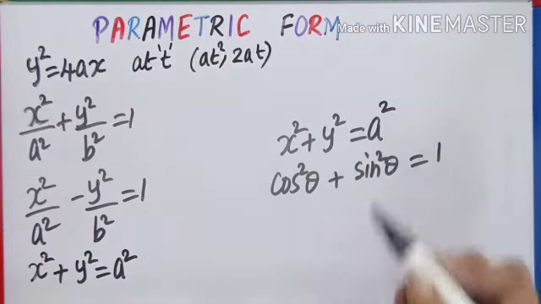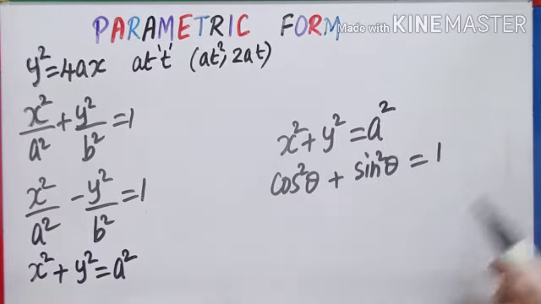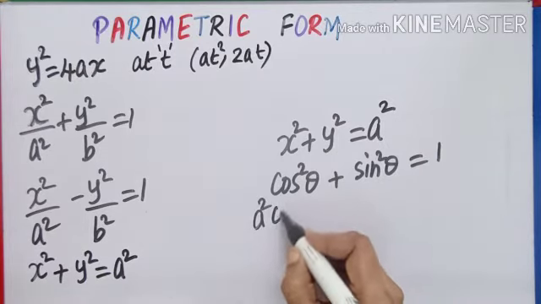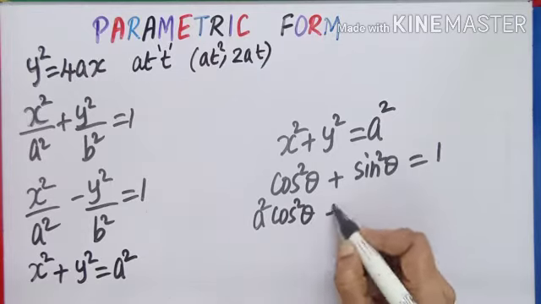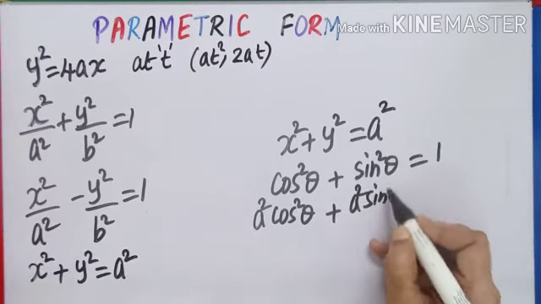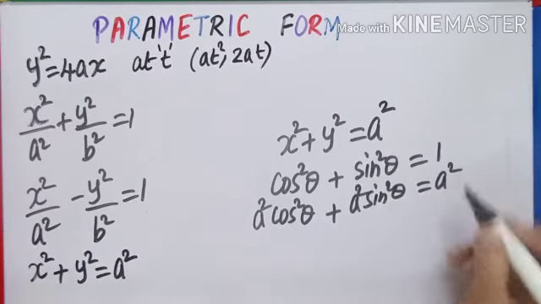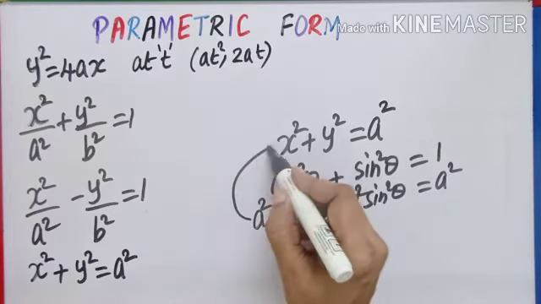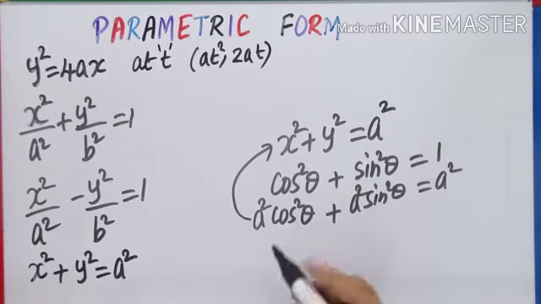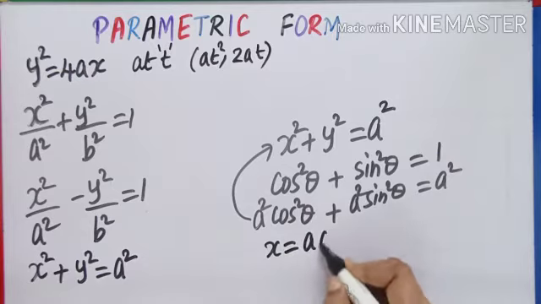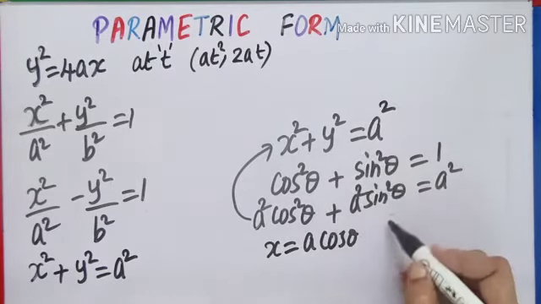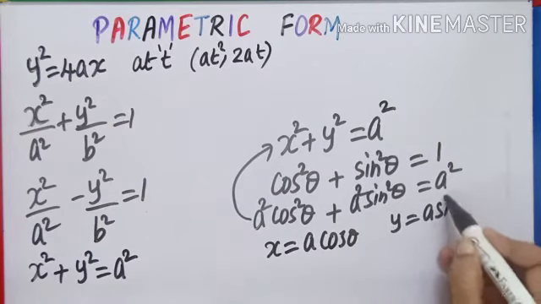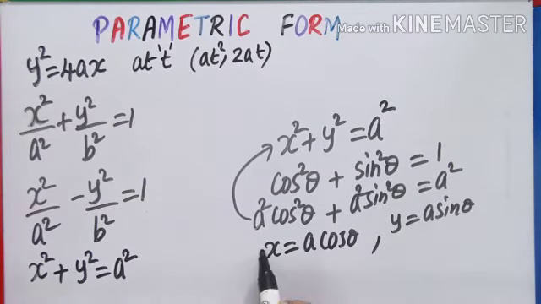But right-hand side is a square. So multiply by a square. I get a square cos square theta plus a square sin square theta equal to a square. Now compare. Square and square I take. x is equal to a cos theta. Again square and square will go. y is equal to a sin theta. And these are parametric equations for a circle.